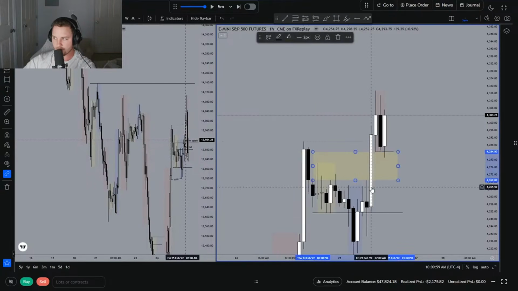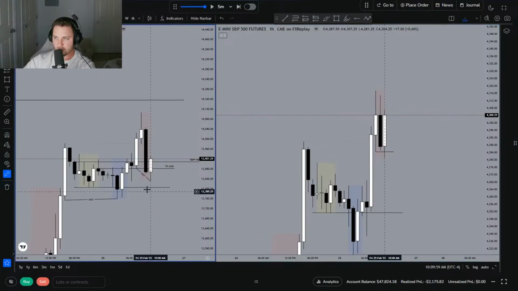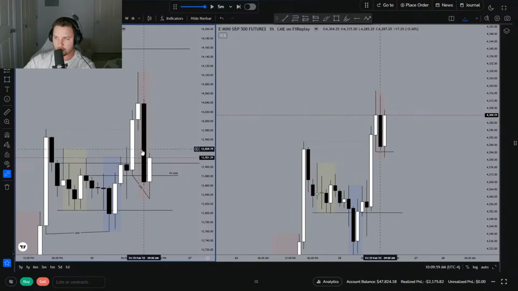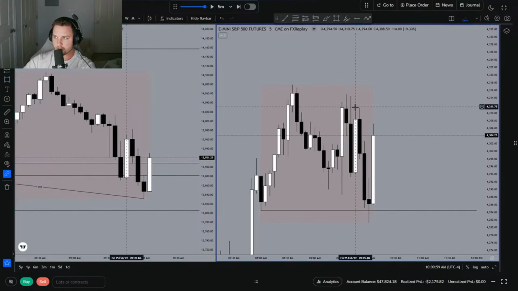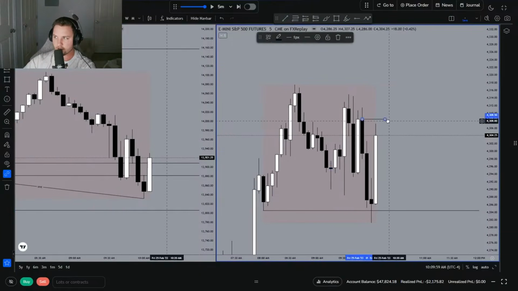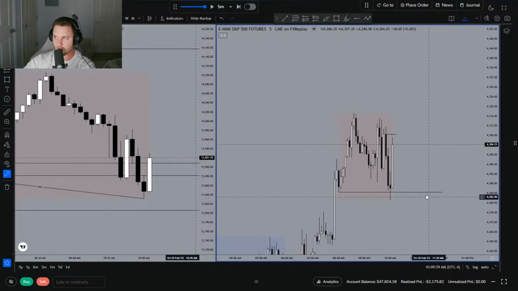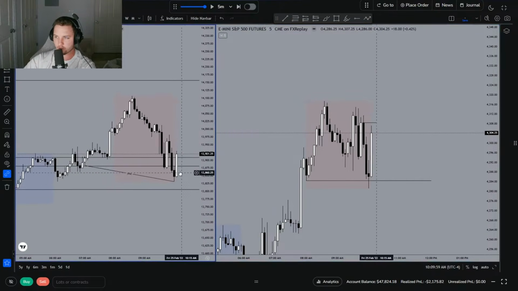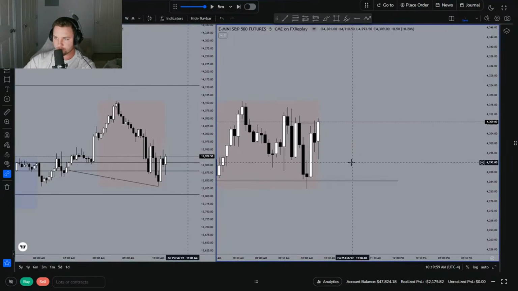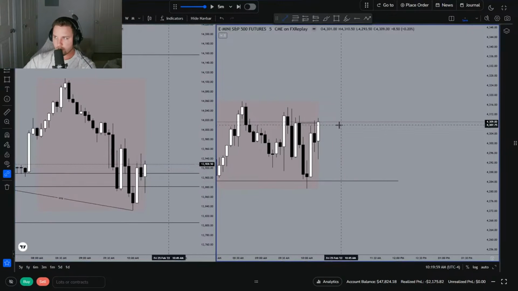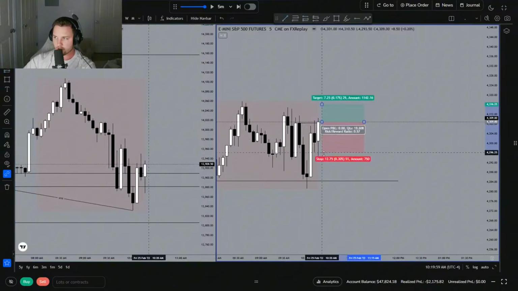Okay, so this 7 a.m. is important, right? This fair value gap. Creating an SMT, tapping into key level. So now we go to the 5-minute. Once we get the CISD, that confirms that we can look for longs. Okay. So now we can enter long.